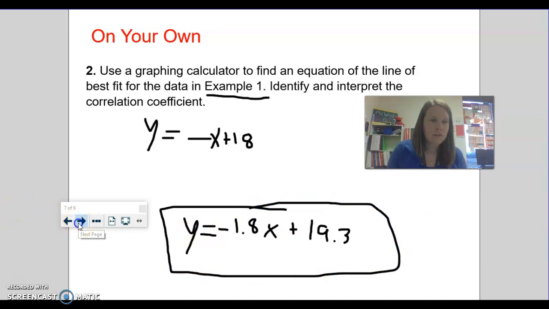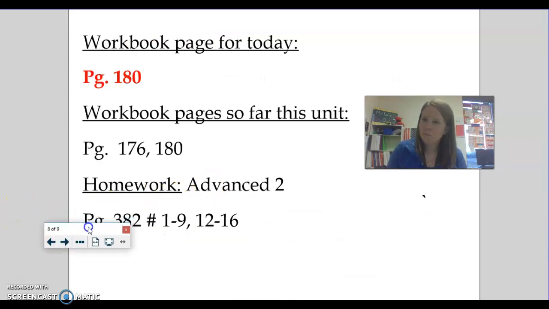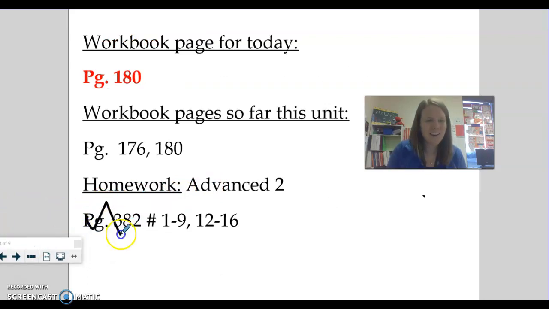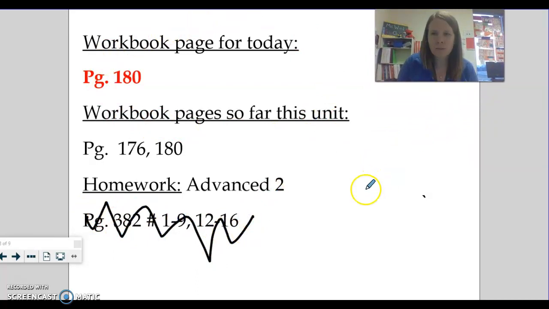Let's keep going. We're done. Sorry. So again, don't worry about these workbook pages right now. Use them as extra practice if you've got it and you would like to get them done. But your homework is going to be 9.2 on Big Ideas Math. So make sure you are getting that done.